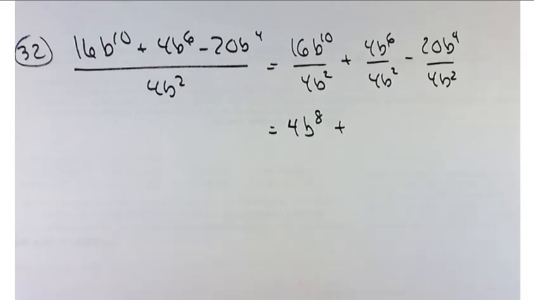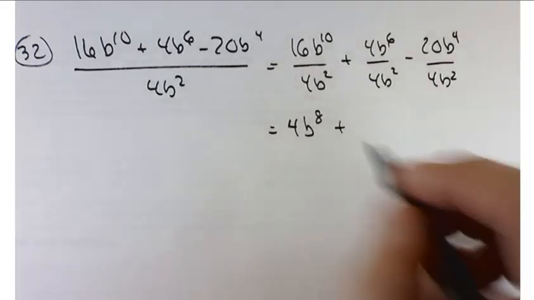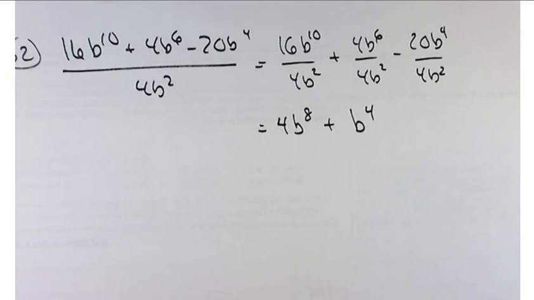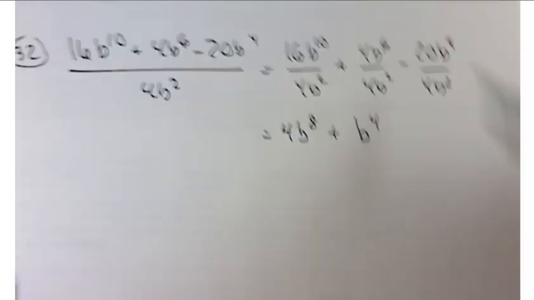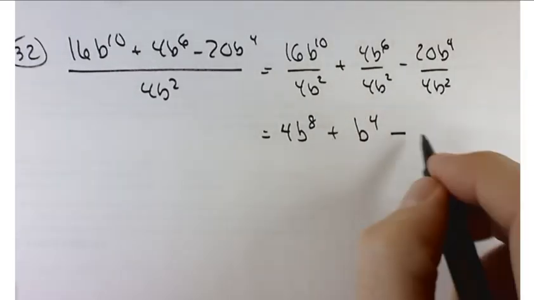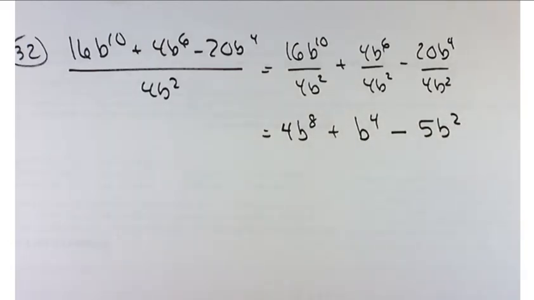Dwayne, how about the next term? What would I get here? Perfect, b to the 4th. The 4's cancel, subtract exponents, b to the 4th. Thank you. Autumn, how about the next one, the last one? Minus what? 5b squared. Beautiful. Thank you both.